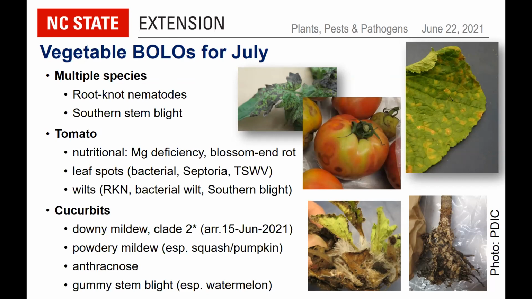So we know we have clade 2 of the cucurbit downy mildew in the state now, so be on the lookout for those angular yellow spots on the cucumbers and less angular on the cantaloupe. And you may see the darkish, smoky sporulation on the underside if you get the high humidity conditions for sporulation. Powdery mildew, of course, very different critter, but you'll be seeing that especially on the squash and the pumpkin as the season wears on. Anthracnose and gummy stem blight are a couple other fungal cucurbit diseases to be on the lookout for.